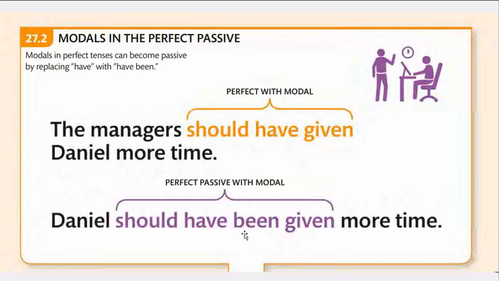Now let us see the passive voice. Daniel should have been given more time. Been is introduced in the passive voice. Let us look at some more examples to understand this should have changing to should have been.